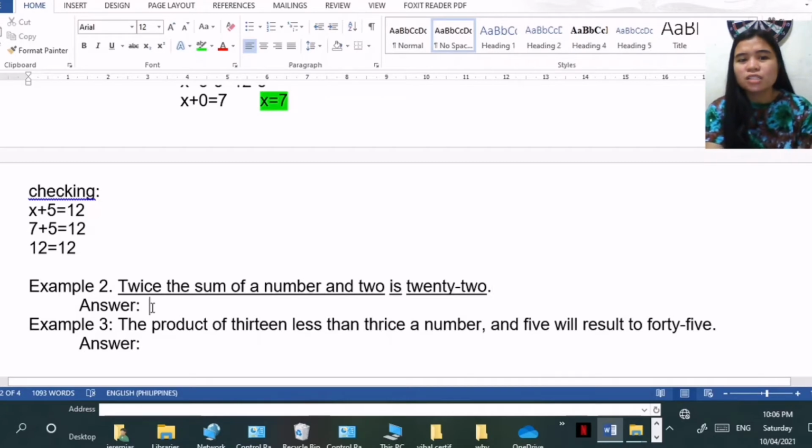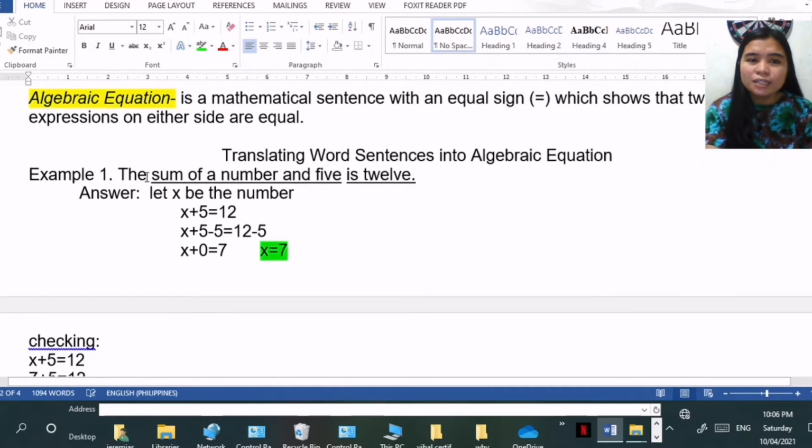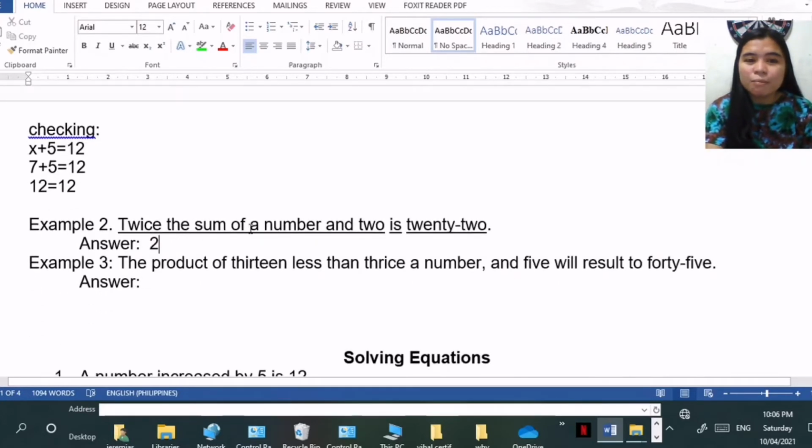So kung isusulat mo siya sa equation, that is twice, ibig sabihin pag twice, dodoblehin. Tama. And then the sum. Okay? Pag sinabi kasi nating the sum of a number and 2, parang katulad lang ng number 1. The sum of a number and 5. O, diba? O, the sum of a number and 2. Kung isusulat natin yan, that is, o, lagay tayo ng plus. And then, the sum of a number. Sabihin natin ng a number na yan is x. And then, a number and 2. Ayan, a number and 2. Okay? Is 22. Lagyan natin ng equal kasi nga is and then 22.